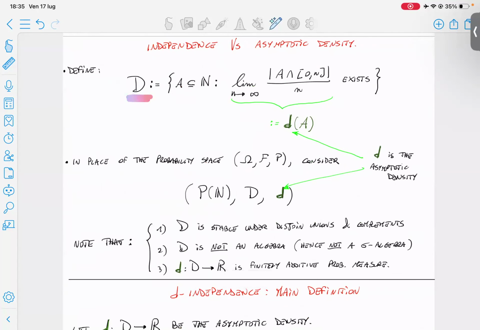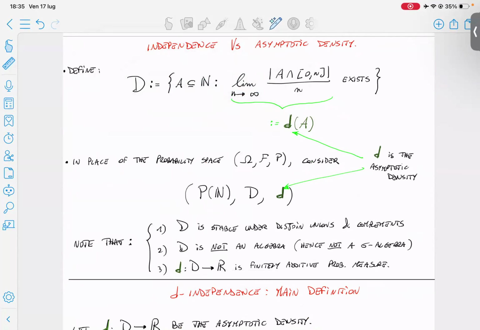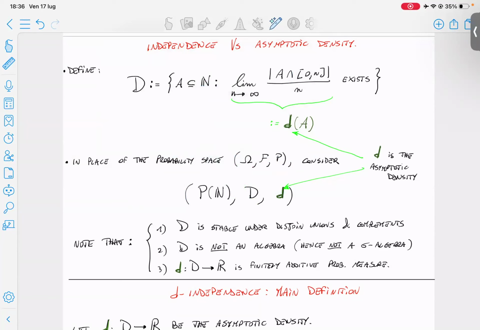Let's call calligraphic D the family of sets which admit asymptotic density, which means the limit of the ratio up to n divided by n exists. And the asymptotic density is denoted by D. D of a set is equal to the asymptotic density of that set whenever it exists. Now, in place of the probability space Omega, P, we consider the triple: the power set of N, the family of sets calligraphic D which have asymptotic density, together with the function D.